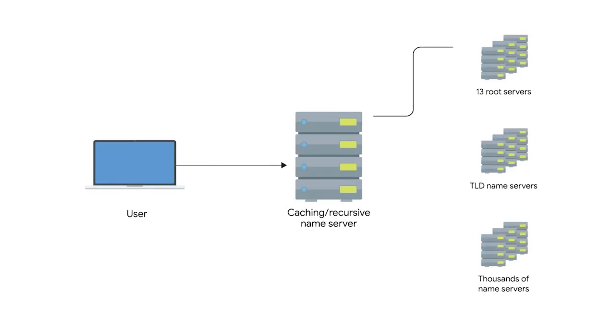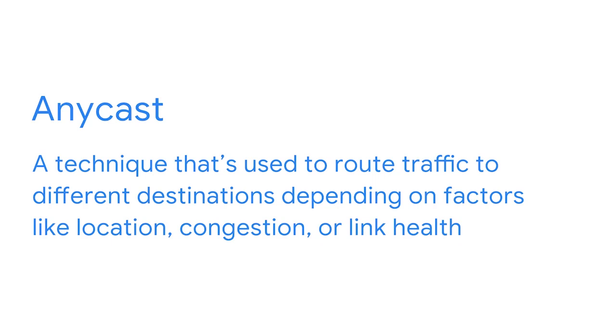Now, let's look at what happens when your local recursive server needs to perform a full recursive resolution. The first step is always to contact a root name server. There are 13 total root name servers, and they're responsible for directing queries toward the appropriate TLD name server. In the past, these 13 root servers were distributed to very specific geographic regions, but today, they're mostly distributed across the globe via Anycast. Anycast is a technique that's used to route traffic to different destinations depending on factors like location, congestion, or link health.